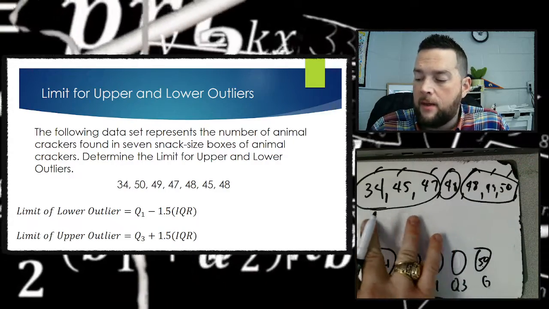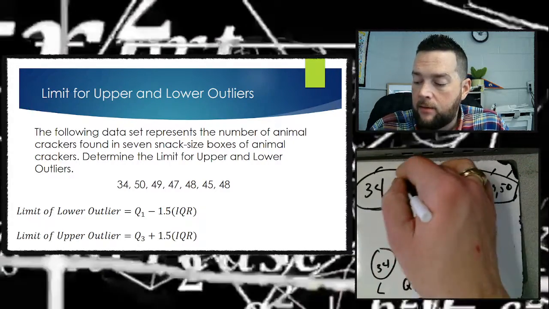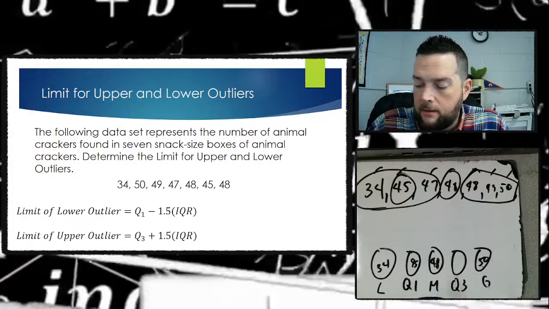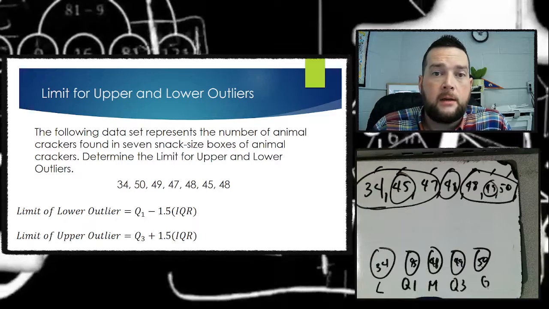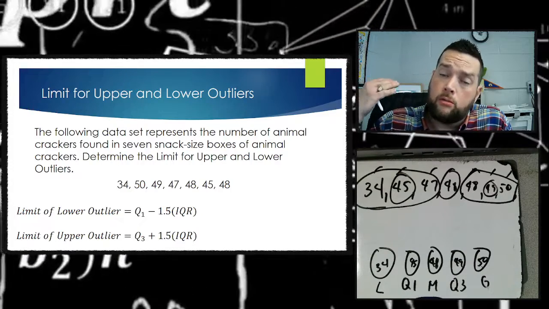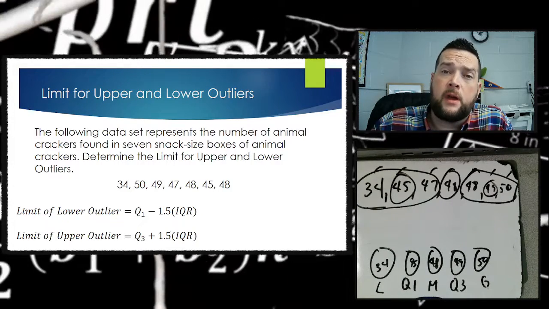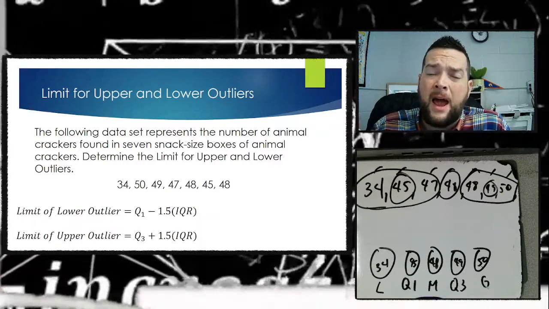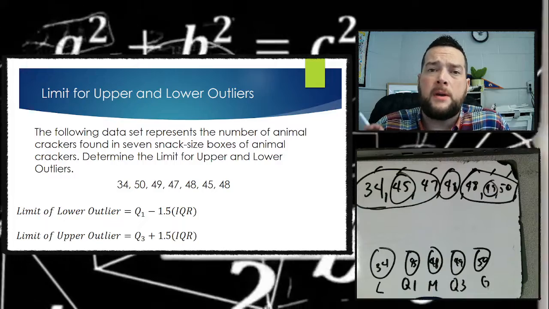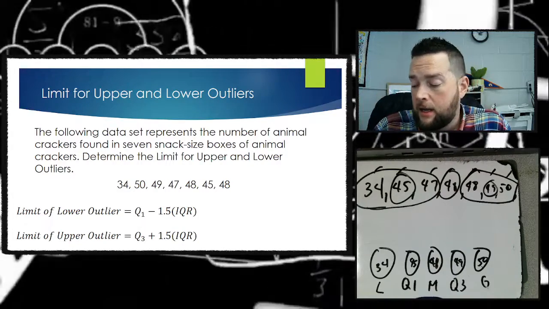Now we need to find the middle of the lower half. That's our Q1. And then the middle of the upper half, that's our Q3. So right now we're trying to find the limit for the lower outlier and the limit for the upper outlier, but we realize that we have to do a little bit of work in order to be able to come up with a Q1 and an IQR.